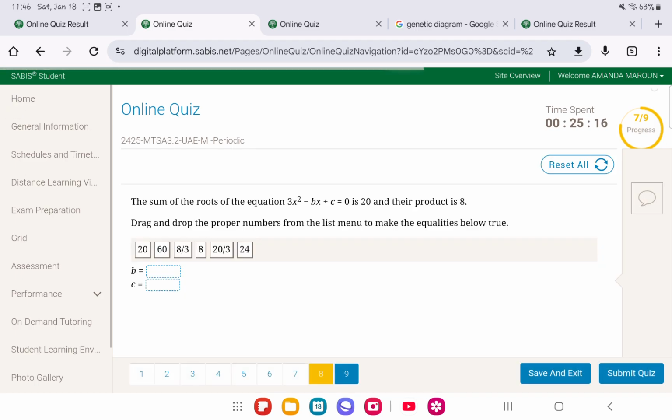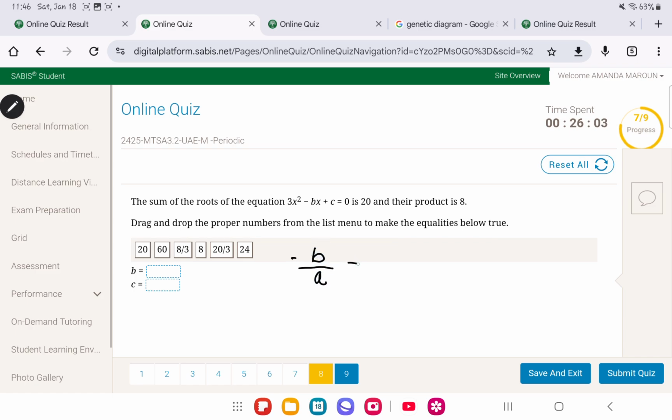Moving on to question number 8. They need us to find the values of b and c. I think we already found them before. So this time I'm going to do it in a different way. The value of b, we know that minus b over a is equal to 20, which is the sum. And c over a is equal to 8, which is the product.